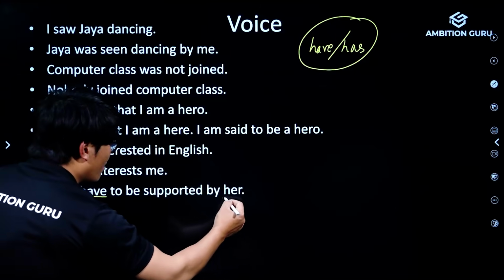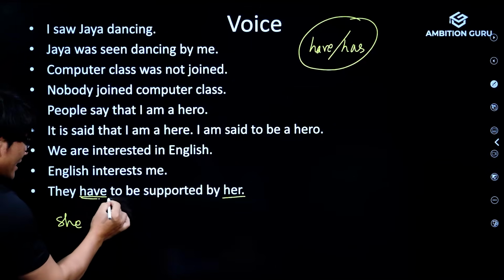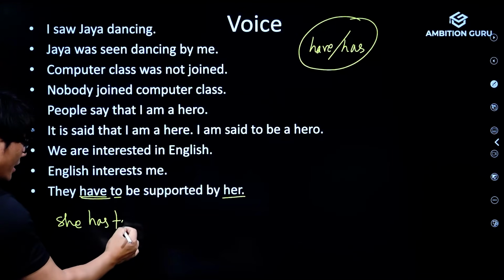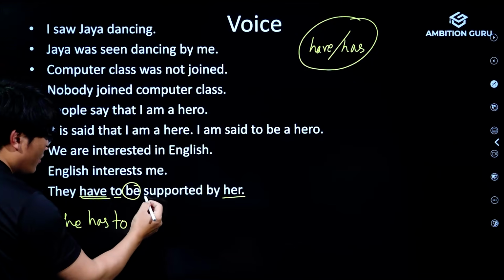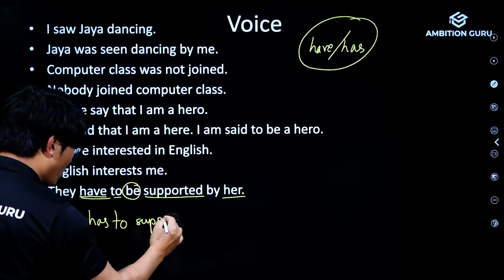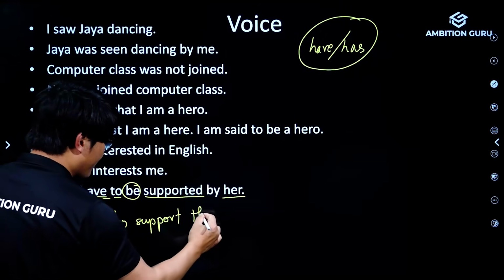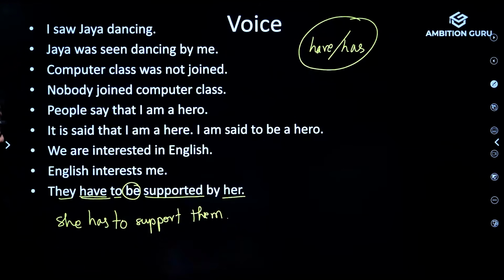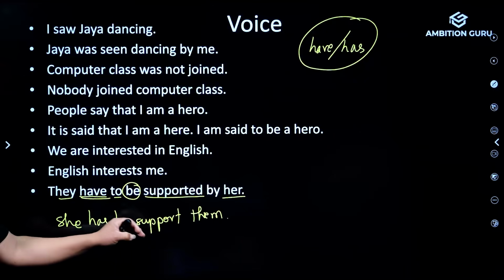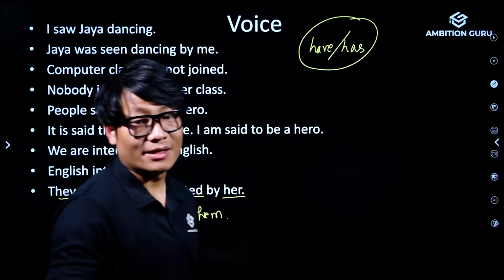Okay, so her is here, so here should be she. And here is have, and she takes has. And to. Now we need to remove this. When we remove this, then supported should be changed into verb 1, like support. And they should be changed to them. So the answer is they have to be supported by her. She has to support them. Very good.